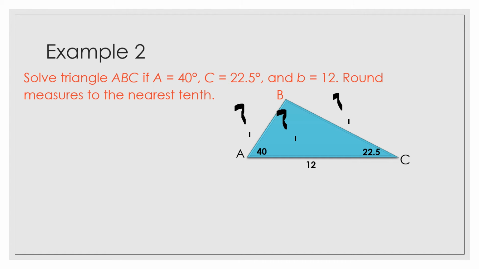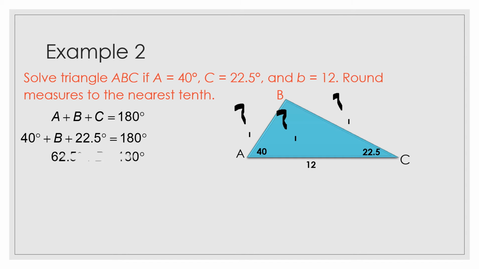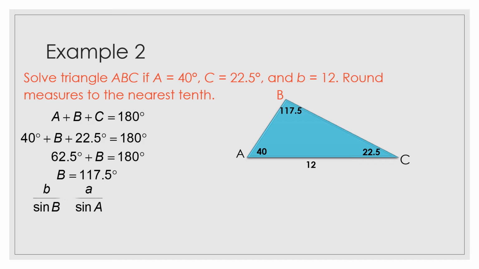So for B, we can find it using the fact that the sum of angles in any triangle equals 180. So this has nothing to do with the sine law. We plug in the angles we have and solve for B, and we got B equal to 117.5. Now we still have to find a, and we still have to find c.